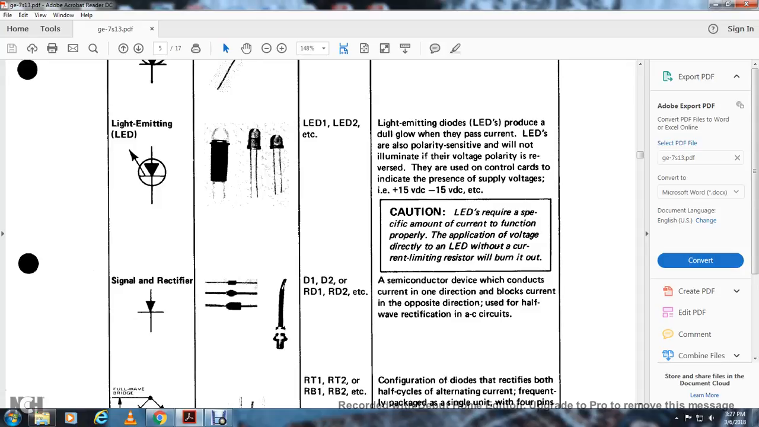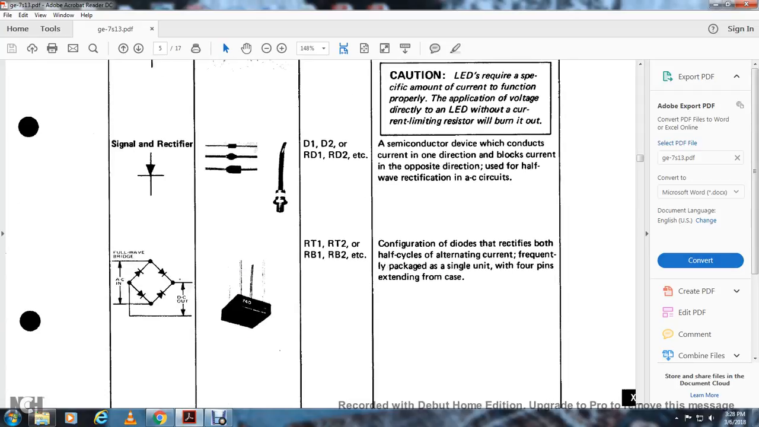Alright, a single pothead with a line drawn on it signals a rectifier. The pictorial D1, D2, and RD2. RD2 stands for rectifier, a single semiconductor device which conducts current in one direction and blocks current in the opposite direction. Used for half-wave rectification in AC.